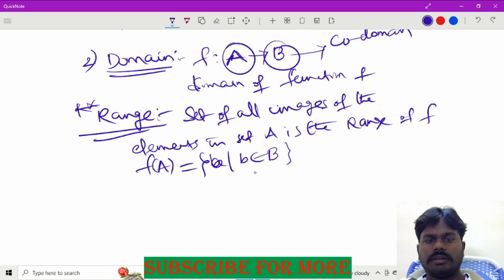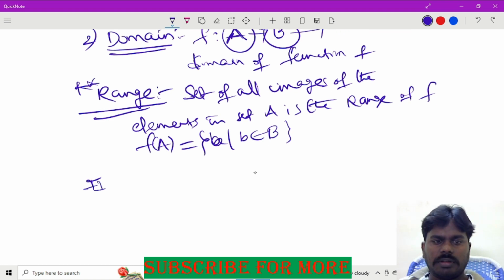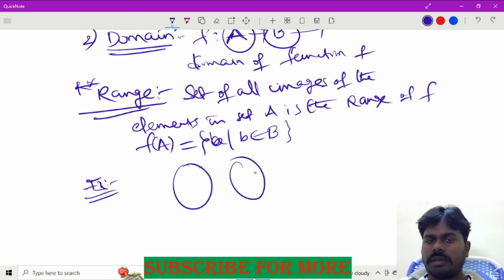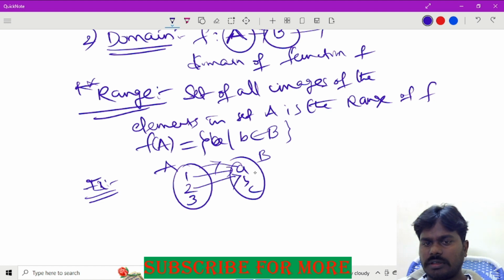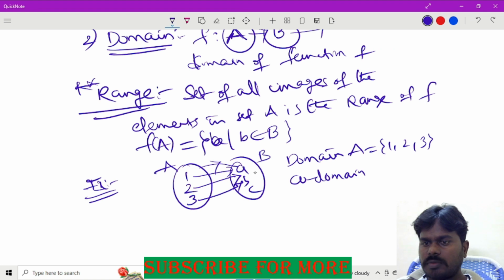And with an example you will understand everything clearly. Here, the same example, I am considering with a different mapping. Here A and B: I am taking 1, 2, 3 and here a, b, c. Now I am mapping 1 with a, 2 with b, and 3 also with b. So the domain here is A, that means 1, 2, 3. Next, the codomain is set B, that is a, b, c.